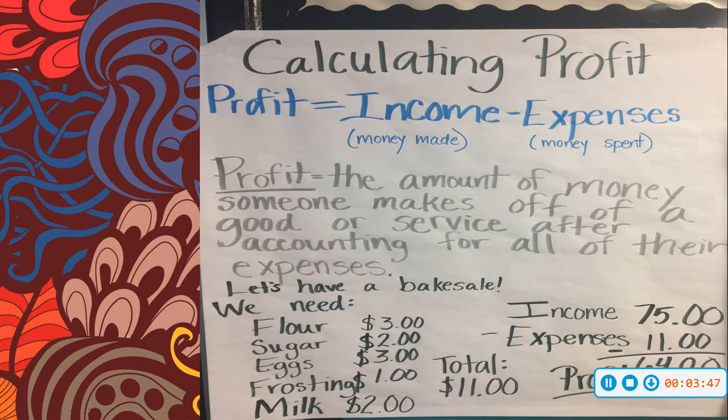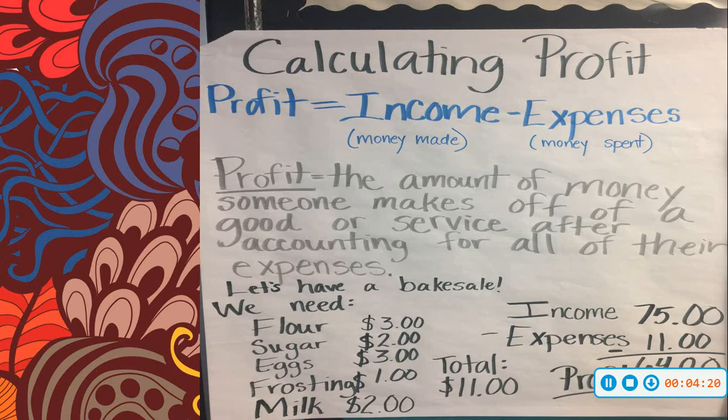Calculating profit. You may go ahead and pause the video, write this down, and come back. When you're calculating your profit, profit equals income minus expenses. So your income is the money that you made. The expenses is the money you spent. So one is a plus and one is a negative. One you will add, and the other you will subtract. So your income will be your addition, and your expenses will be your subtractions.